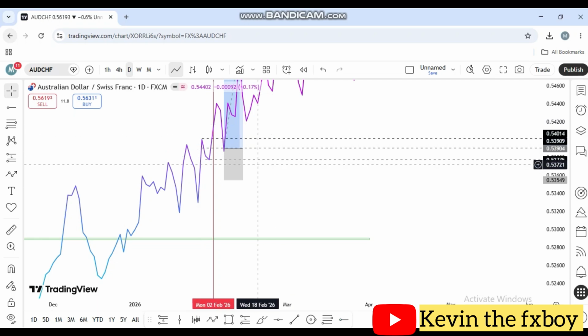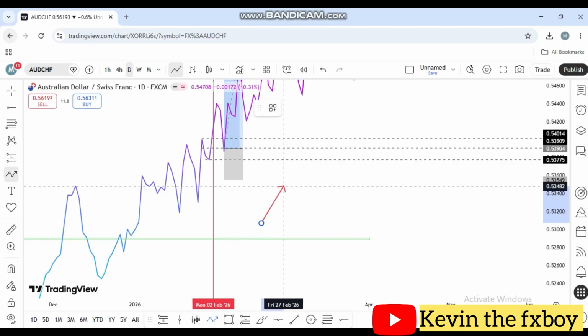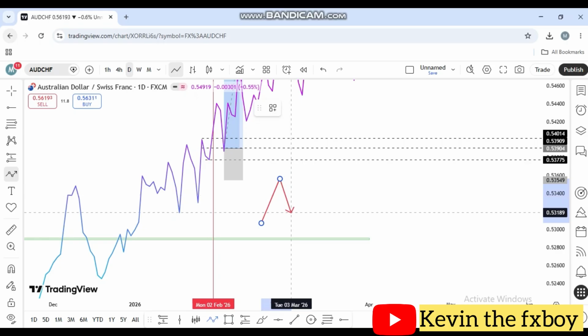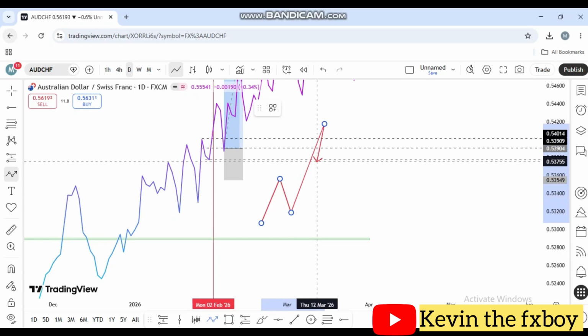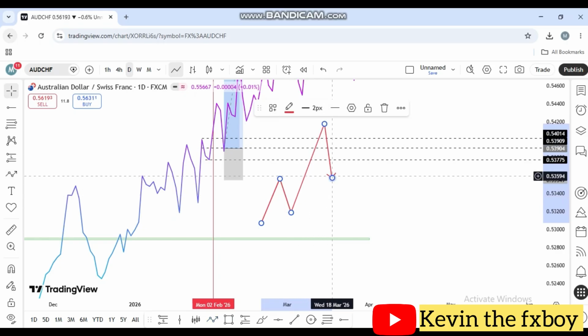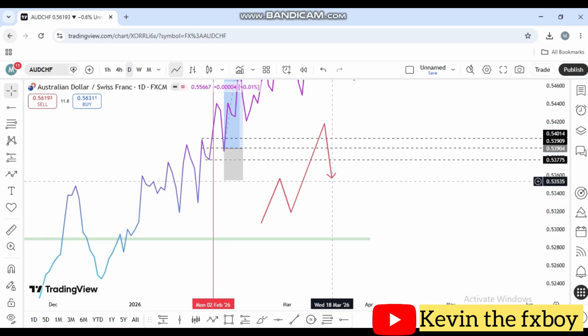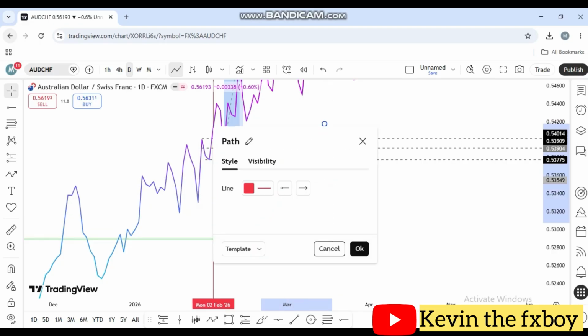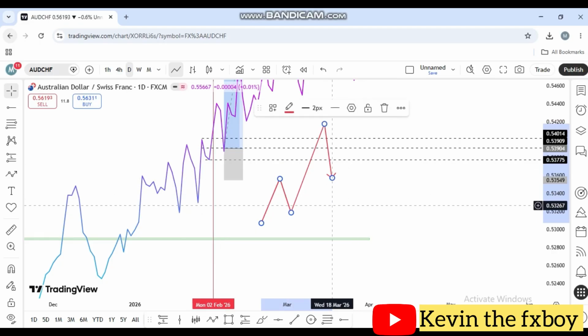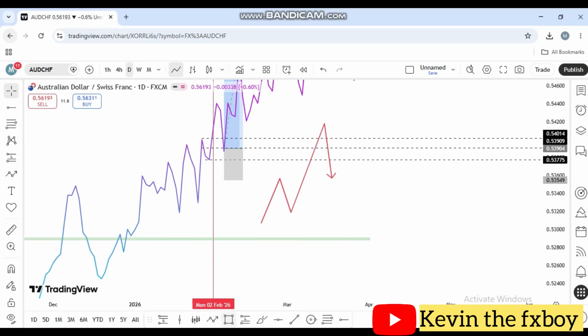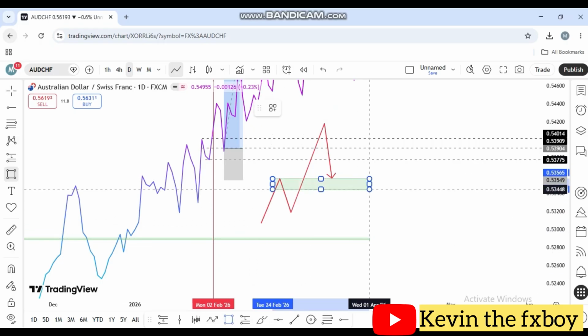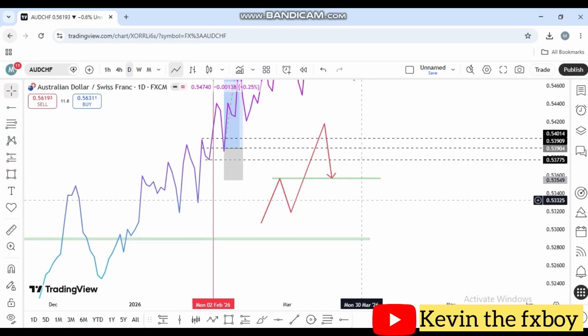In my upcoming course, I explain this thing. You have something like this: this is a support break turned into a resistance. And this is a resistance break turned into support in this case. So this is what we call the SNRO, the resistance break turned into support.